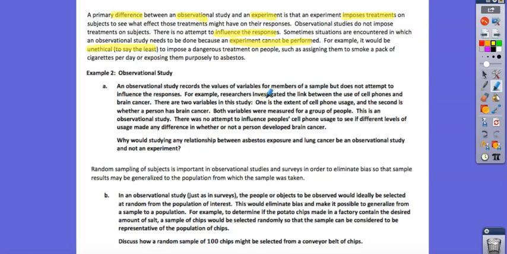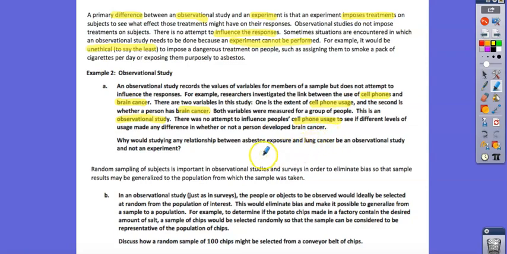You want to think about this one: researchers investigate the link between the use of cell phones and brain cancer. There are two variables of study. One is the extent of the cell phone usage, and the second is whether or not the person has brain cancer. Both variables were measured for a group of people. This is an observational study. There was no attempt to influence people's cell phone usage to see if different levels of usage made any difference in whether or not the person developed brain cancer.